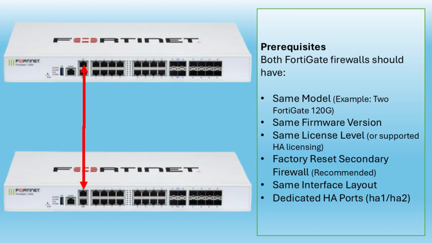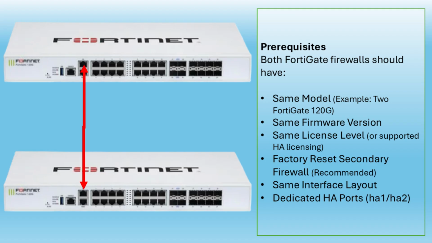Both firewalls should be of the same model. In my case, I am using FortiGate 120G, as I told you earlier. The firmware of both firewalls should be the same, either 7.2 or 7.4, but both should be on the same firmware version. The license level of both firewalls should be the same, or at least they should support HA licensing. Before proceeding, you have to factory reset the secondary firewall, and it is highly recommended.